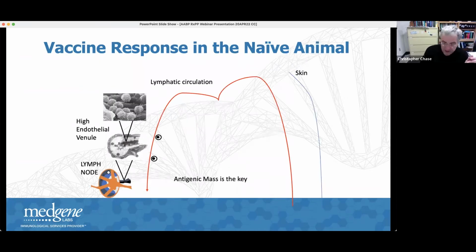Now, if we look at this in terms of what would happen in a naive animal, again, we inject the virus, it's now going to grow, we generate antigenic mass. The virus is then going to be able to circulate to that lymph node that we just saw in the previous movie, hit the lymph node, and then we're going to develop our immune response. Okay, and the key here is how much antigenic mass I've got to be able to do that.